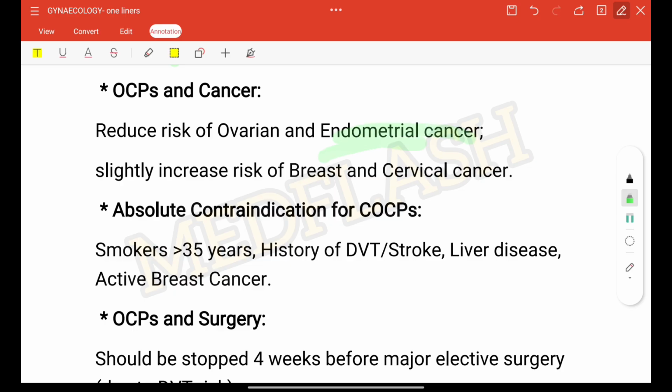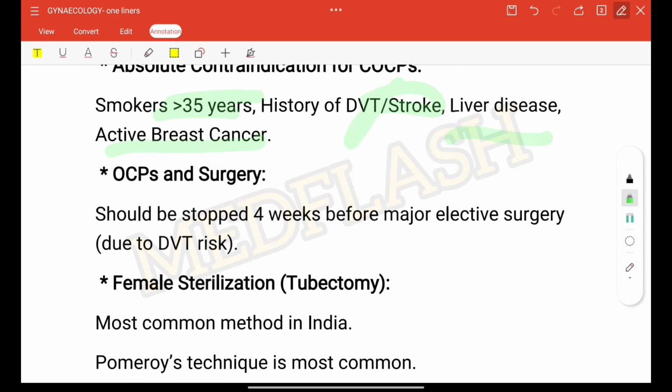They slightly increase the risk of breast and cervical cancer. Absolute contraindications for combined OCPs are smokers greater than 35 years, history of DVT or stroke, liver disease, and active breast cancer. OCPs and surgery: they should be stopped 4 weeks before major elective surgery due to DVT risk.